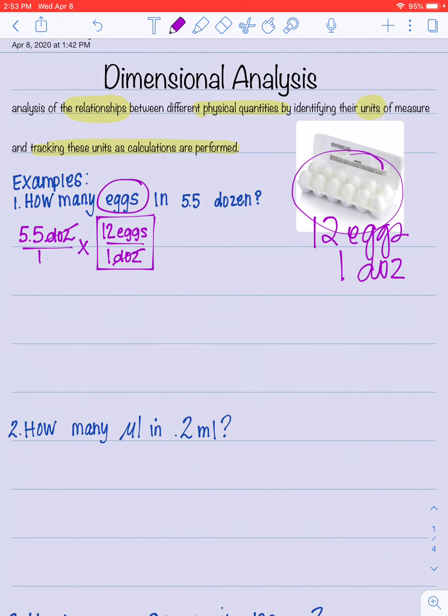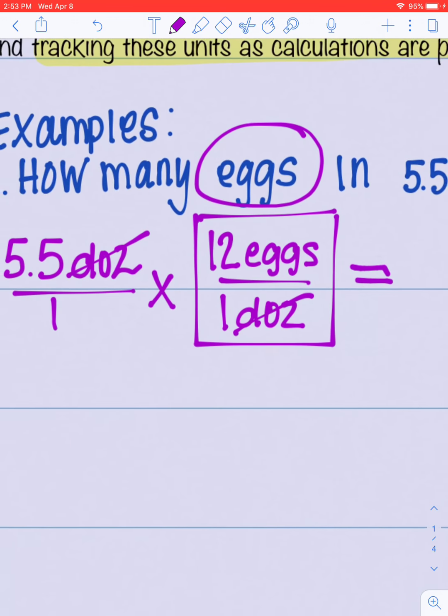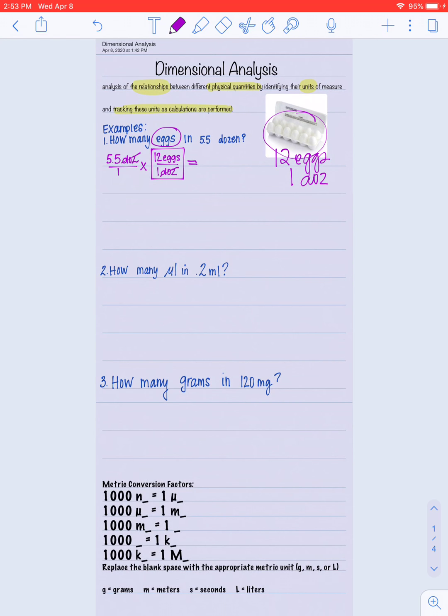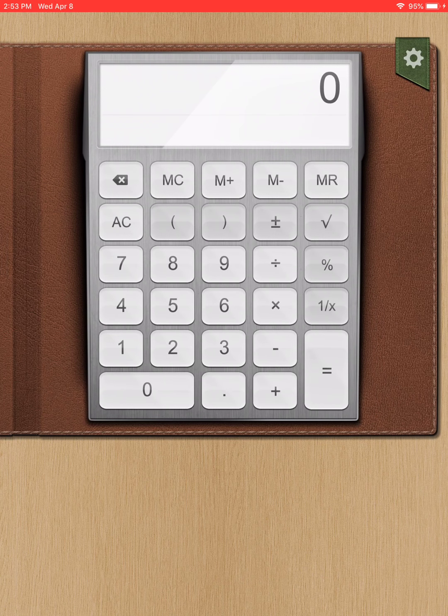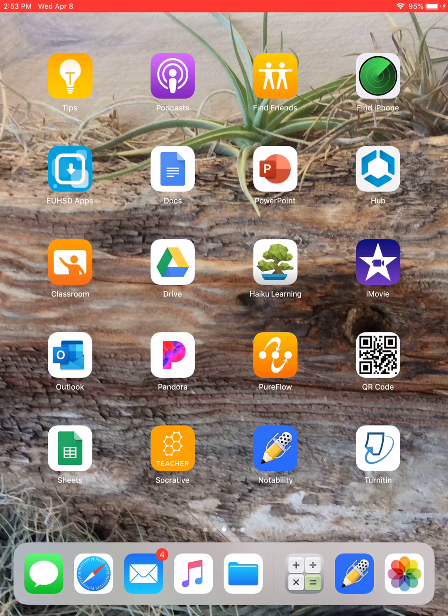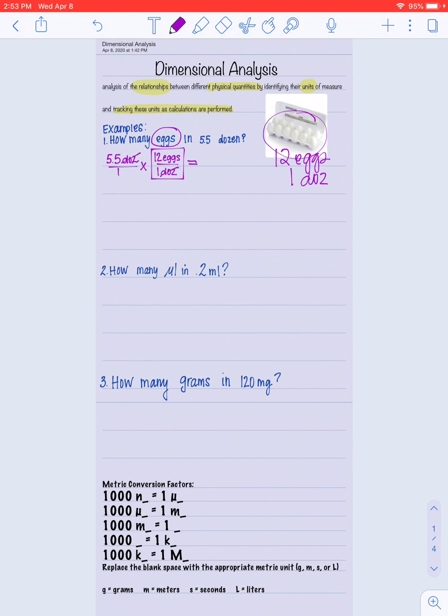That's all that's left. So we're just going to multiply across the top and across the bottom. So 12 times 5.5, and don't be shy. If you need to use a calculator, go for it. So as soon as my calculator pops up here, come on, my little friend. All right, 12 times 5.5 equals 66. So I know that there are 66 eggs.